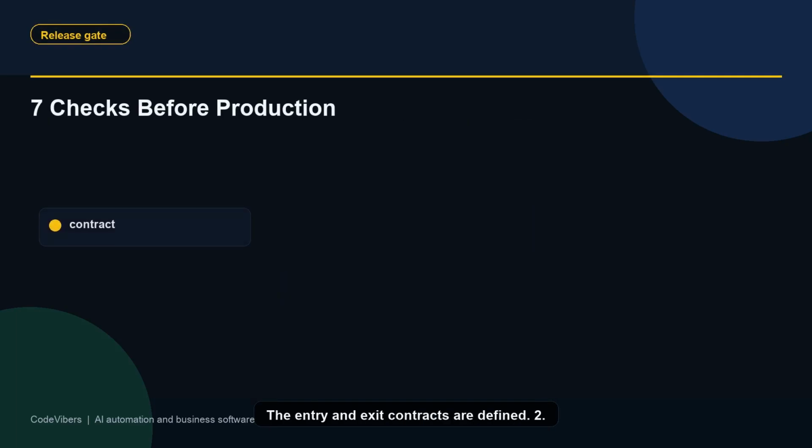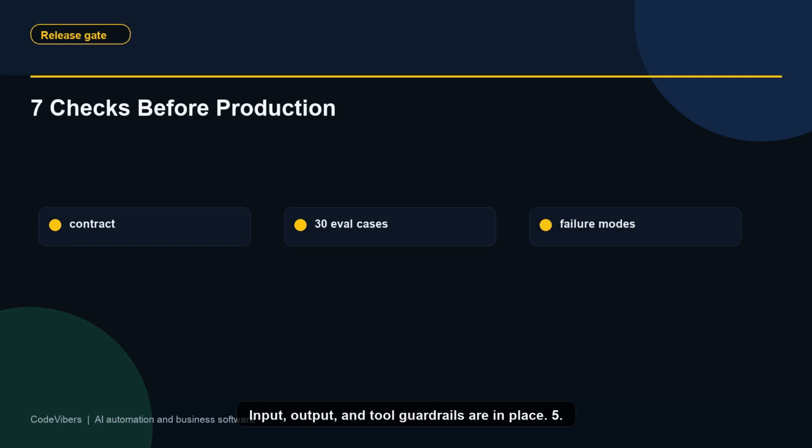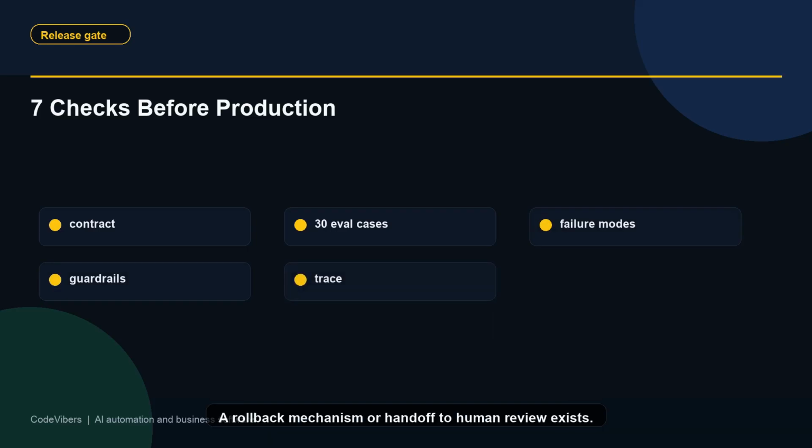1. The entry and exit contracts are defined. 2. The evaluation set contains at least 30 cases. 3. Failure modes and their handling pathways are known. 4. Input, output, and tool guardrails are in place. 5. Each invocation is traceable. 6. Cost limits and P95 latency thresholds are set. 7. A rollback mechanism or handoff to human review exists. If any one of these items is missing, it's not yet production ready.